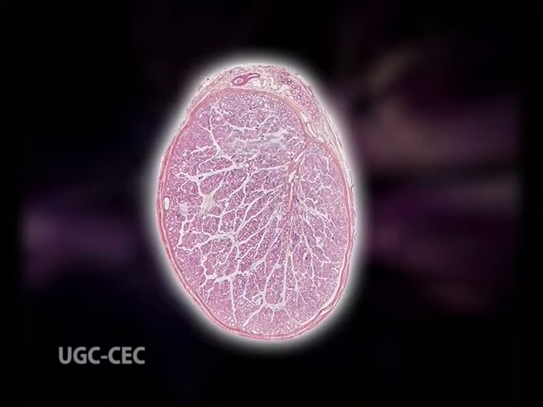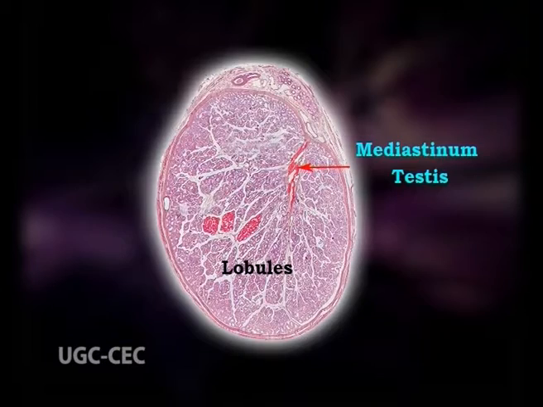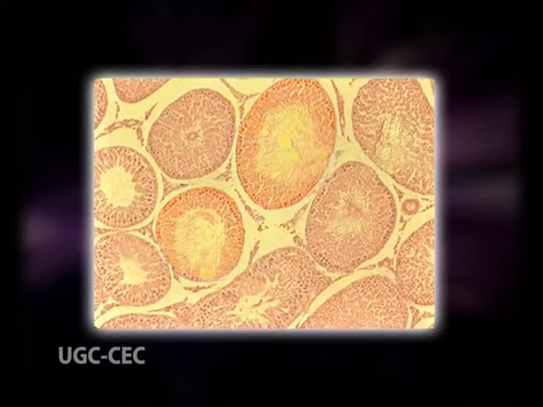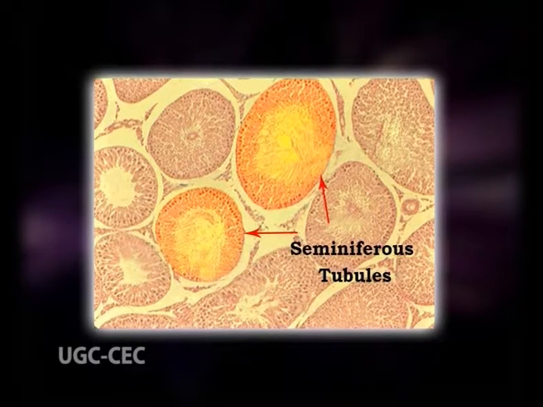In the posterior part of the testis, the tunica albuginea expands into a thick mass called mediastinum testis. Thin fibrous septa extend from the mediastinum testis toward the tunica albuginea, dividing the testis into numerous compartments called lobules. Each lobule contains 1 to 4 seminiferous tubules. These are long and highly convoluted. They are arranged in longitudinal or tangential planes.